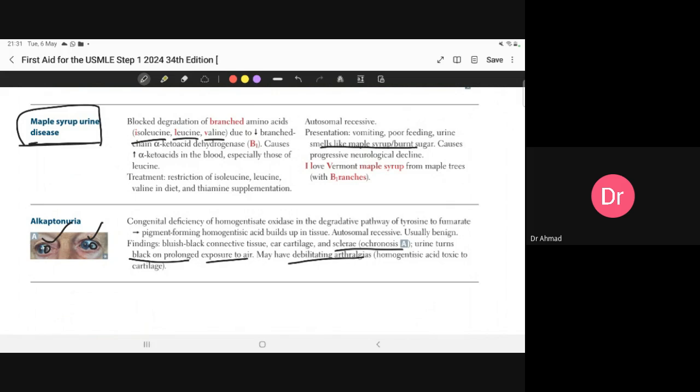That's the only thing. And the other thing is again your intellectual disability, like a neurological decline. And why does this happen? Because you cannot metabolize these branched amino acids, and due to the deficiency of which kind of enzyme? This alpha-ketoacid dehydrogenase enzyme deficiency. How do you treat it? You restrict the diet that contains isoleucine, leucine, or valine. That's the main thing. Okay.